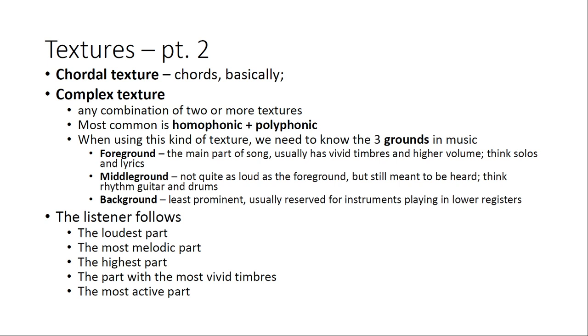The most common one is the homophonic texture combined with the polyphonic one. And one thing to understand when you are creating a song, basically, is that any and all songs, be it orchestral or metal, have three grounds, so to speak. You have the foreground, which is basically the main part of the song, which is the one that the listener is paying attention to, mostly. In orchestras, it's basically whenever a violin or a piano or anyone does a solo part. And you can also think of it as the solos and lyrics parts in a metal song.